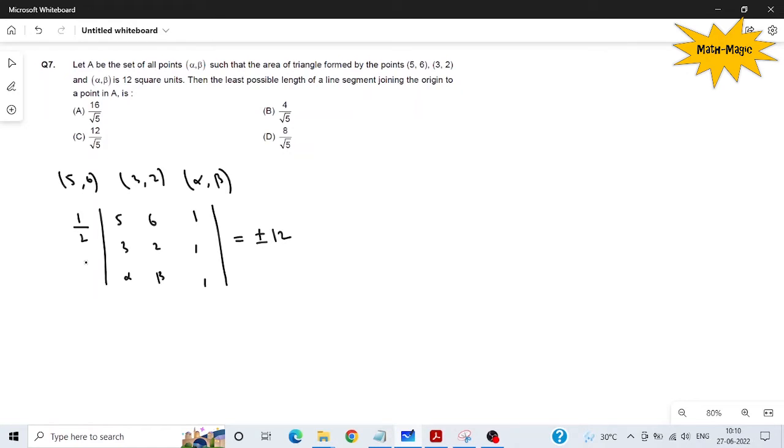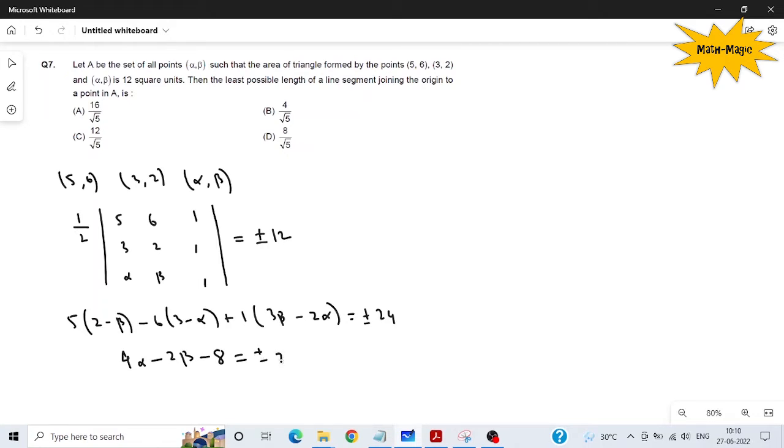Now let's simplify the determinant on the left hand side. So we get 5 times (2 minus beta) minus 6 times (3 minus alpha) plus 1 times (3 beta minus 2 alpha). This equals plus minus 24. Simplifying, we get 4 alpha minus 2 beta minus 8 equals plus minus 24.